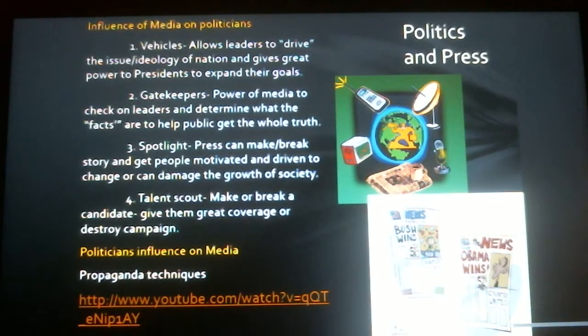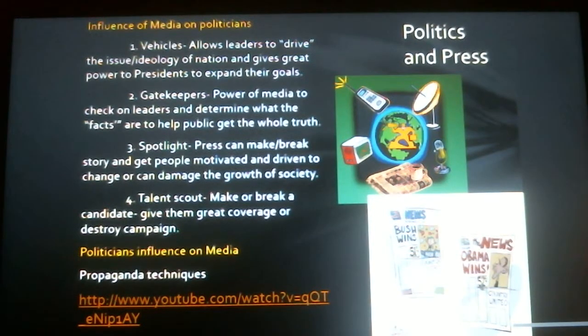Gatekeeper, that's the power of the media to check on leaders and determine what facts are out there to help the public get the whole truth. Again, you see this over and over again with politicians, but the problem here is sometimes the public doesn't care if there's lying going on by these politicians, or if there's misquoting of truth and those kinds of things, because obviously they still like the story. And so even though the news media is supposed to be out there giving the facts of a story and supporting it, sometimes they're misleading in their job on that.